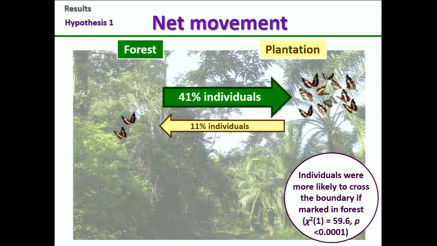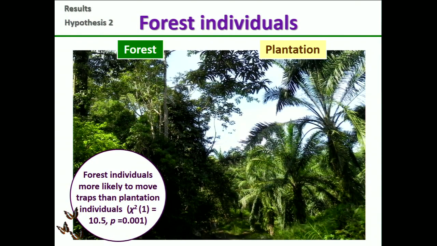And I put this into a simple chi-squared analysis, and individuals were significantly more likely to cross the boundary if marked in forest. So looking at the forest individuals in a bit more detail, these individuals were more likely to move to a different trap than plantation individuals, and they also went further when they did move, so they're less sedentary than individuals captured in the plantation.